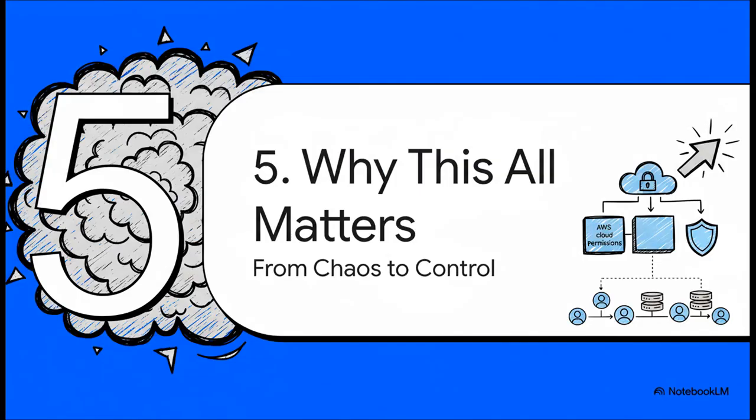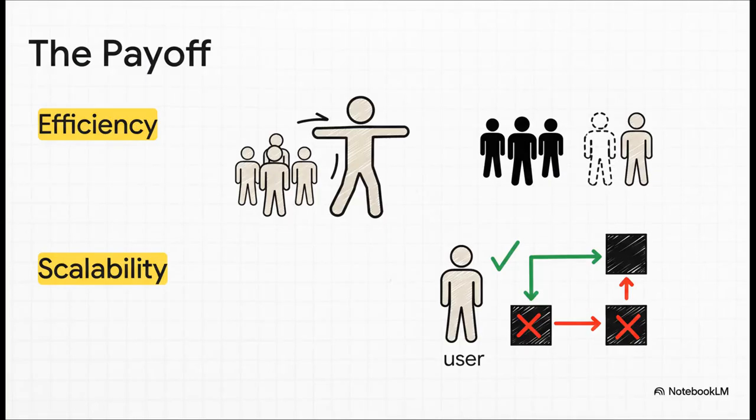All right, we've talked about the who, the what, and the how. Now for the most important part, the why. Why does any of this matter? What's the real payoff here? Well, it's all about moving from total chaos to having real control. It's about efficiency. You're not making custom rules for every single person, you're just creating roles like developer or teammate. That makes it scalable. A new developer joins the team, you just give them the developer role, and you're done.